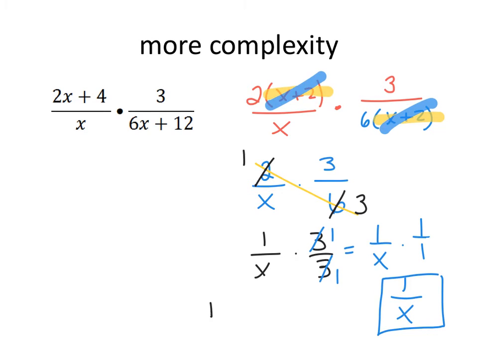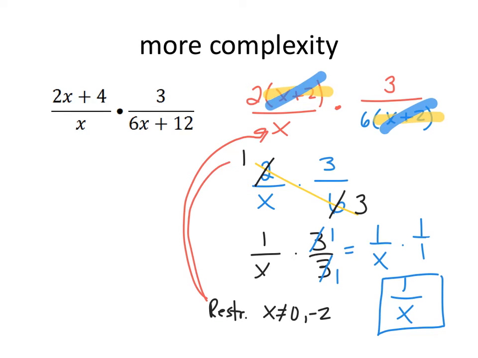Now, of course, we still do have restrictions. My restrictions are x cannot equal 0 and x cannot equal negative 2. Now remember where I get that from. I get that from up here. So this x by itself and this x plus 2 over here give us our two restrictions because we can't have those equal to 0.